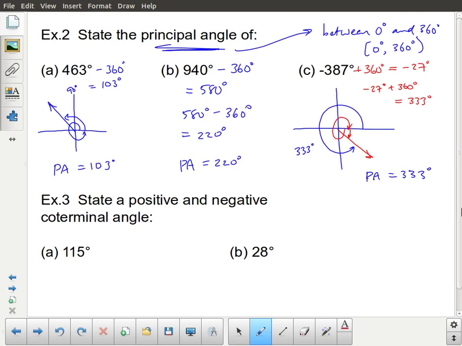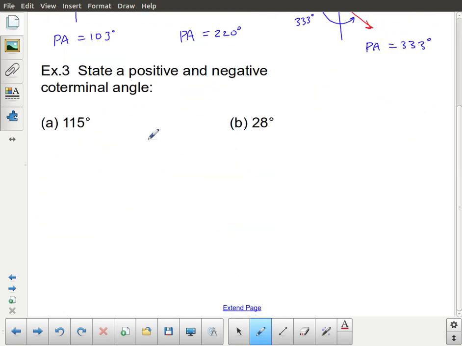Now, exercise 3, state a positive and negative coterminal angle. 115 degrees. Where is that? Let me clean that up a little bit, a little more horizontal. This one is 90 degrees. This one is 180 degrees. So 115 is up here. I want another coterminal angle that's positive. Well, the easiest way to do that is to take the 115 degrees that I already have and then add to that an extra 360.